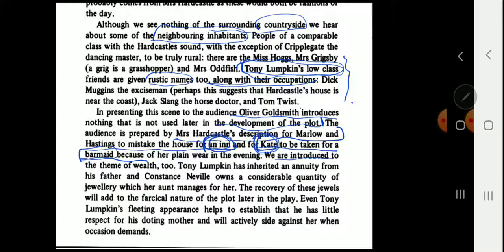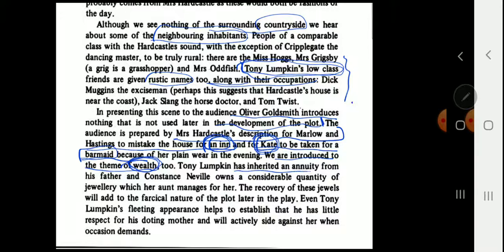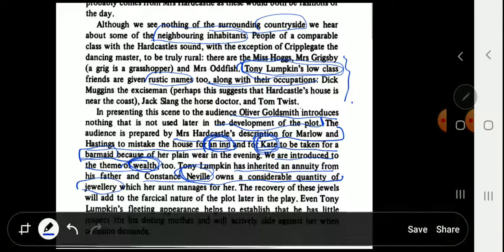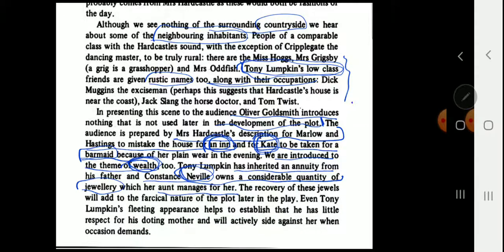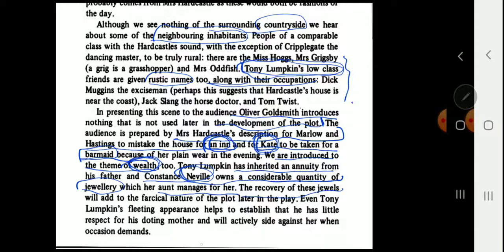Okay, and we're introduced also to the theme of wealth, because we see that some of them are very high class people, some of them are low class people. And then Tony Lumpkin has inherited an annuity from his father, and Constance Neville owns a considerable amount of jewelry. We knew that Constance Neville has jewelry, and her aunt wanted to manage this jewelry. So the recovery of these jewels will add to the plot later in the play.